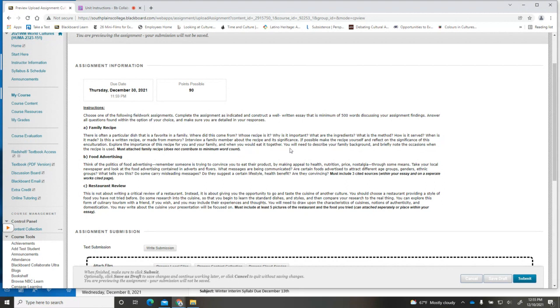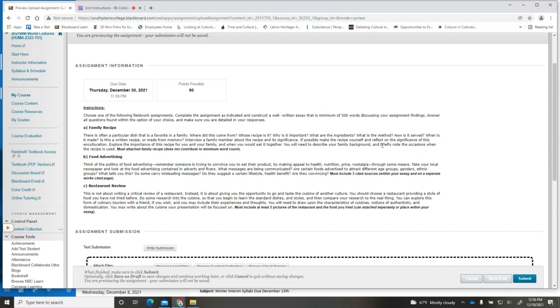You also need to make sure in your essay, if you pick this option, you need to describe your family's background and briefly note the occasions when the recipe is used. When I talk about family background, I'm talking about your culture, okay? We all are American in some way, but we also have a lot more to us. Some of us may be Mexican American, some of us may be African American, some of us may have really strong Irish roots, Italian roots, so forth and so on. So let me know about your family's background.